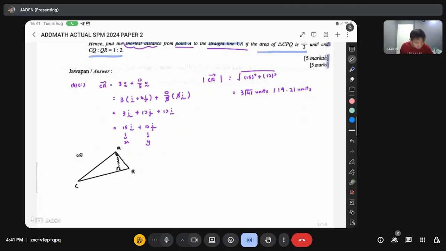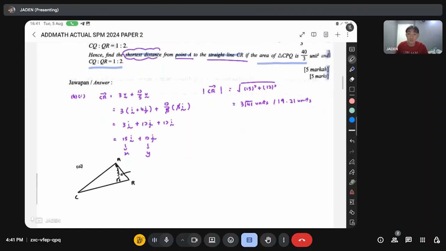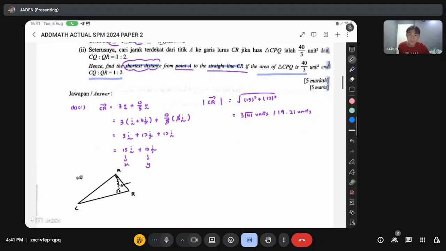Okay, it's a 90 degree here from A to CR. So that means we have to get this distance in order to answer the B2 question. Okay, so how do we do that?